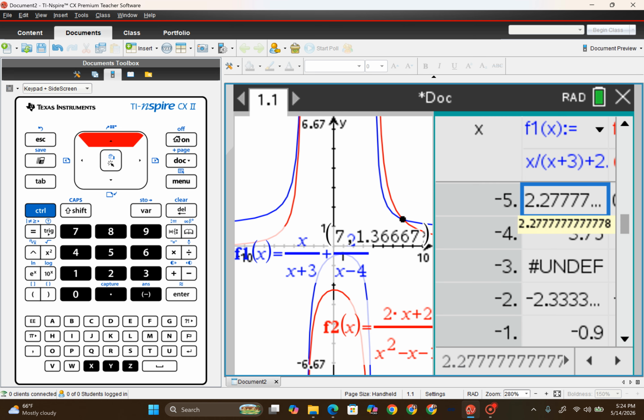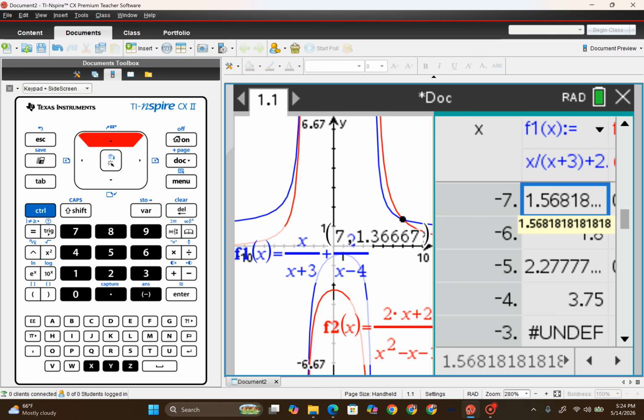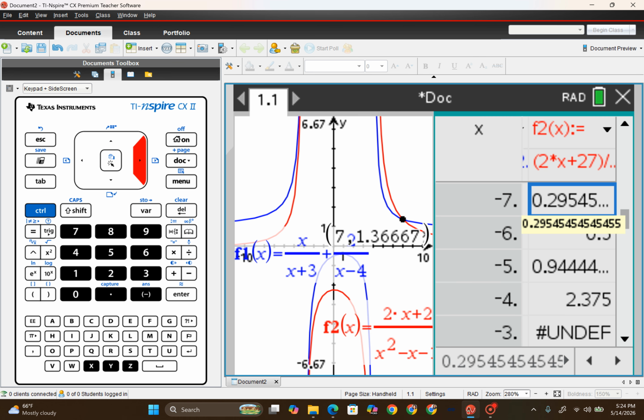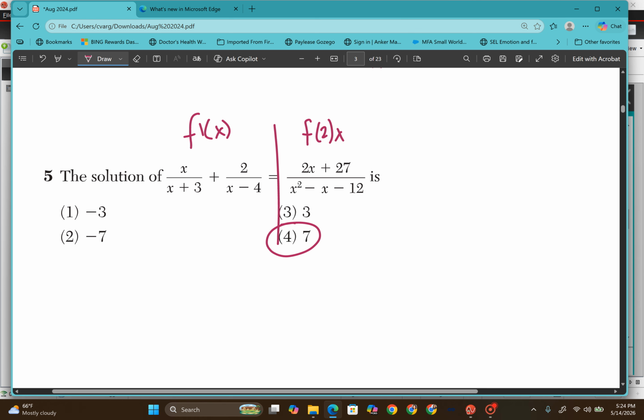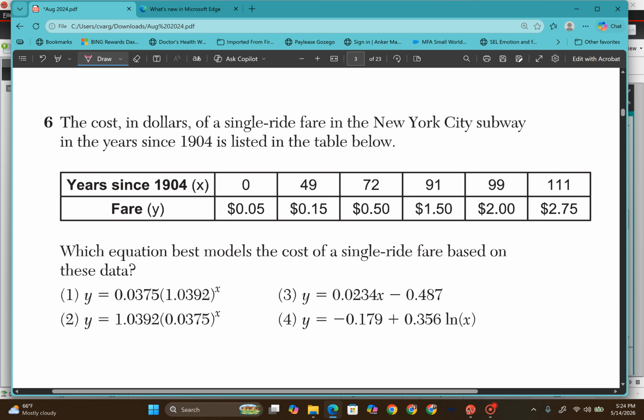The other one was negative 7. This is 1.568, and this is not the same thing. And also, I can prove to you why the negative 3 doesn't work, because if I plug in negative 3 here, right, negative 3 plus 3 is equal to 0. We cannot have a 0 on the denominator. So negative 3 makes it undefined. So that is incorrect. So the only answer choice that makes sense is number 4. Okay, so that's numbers 1 through 5.